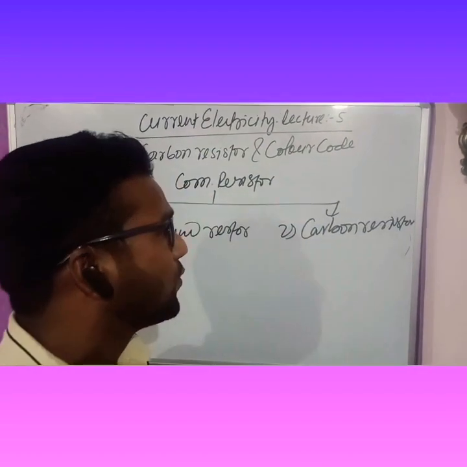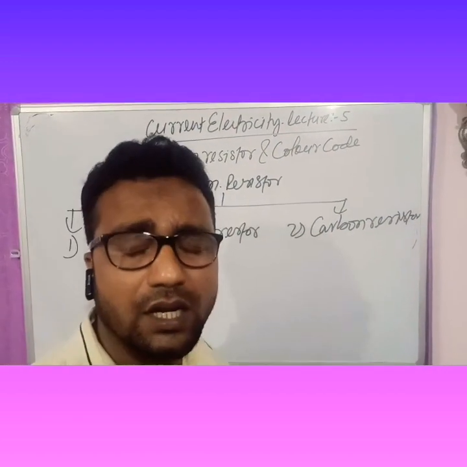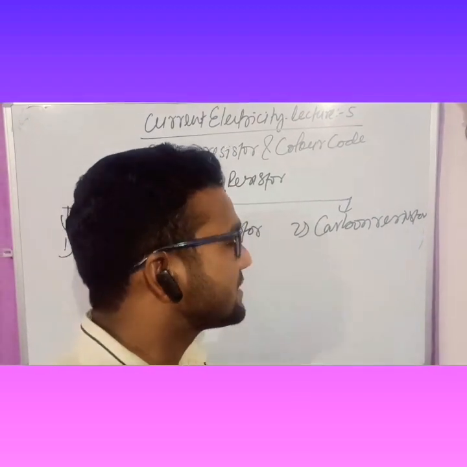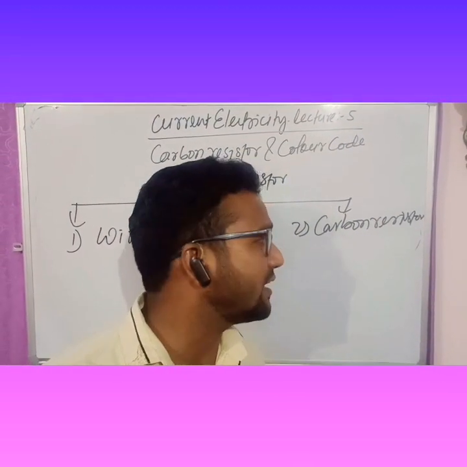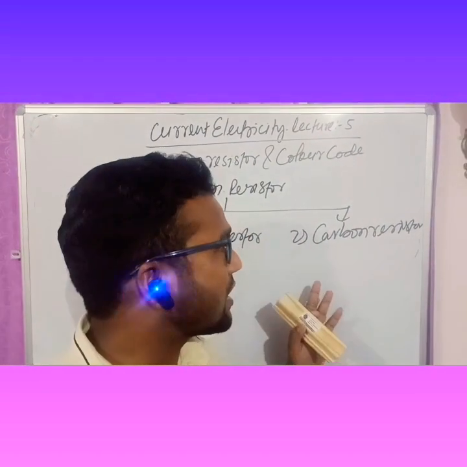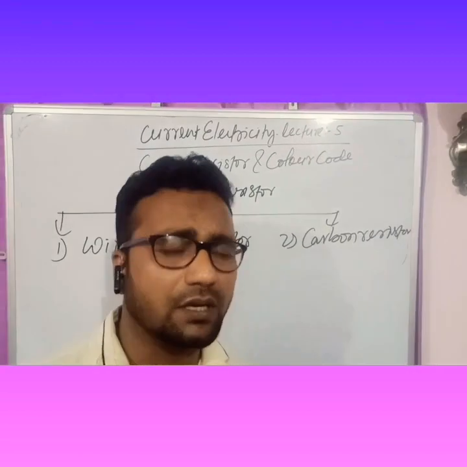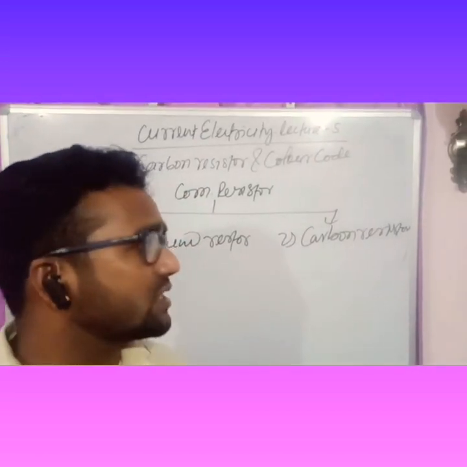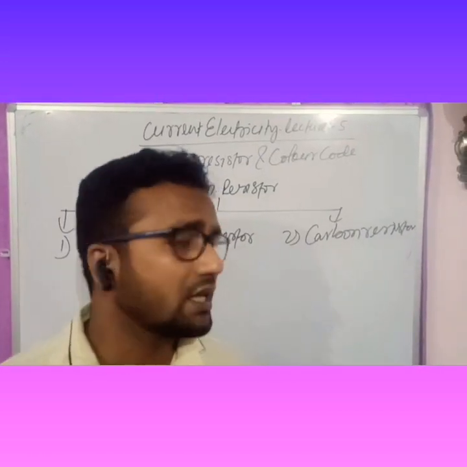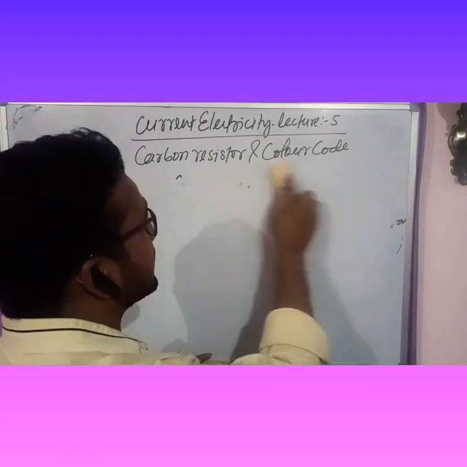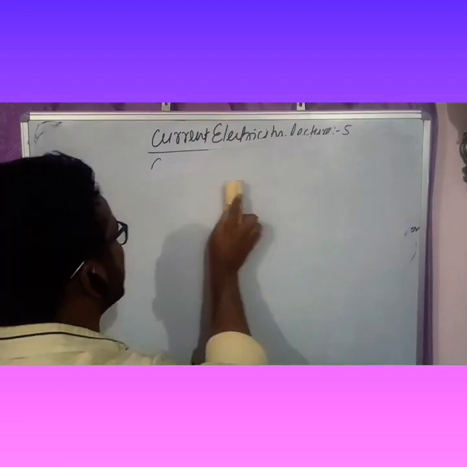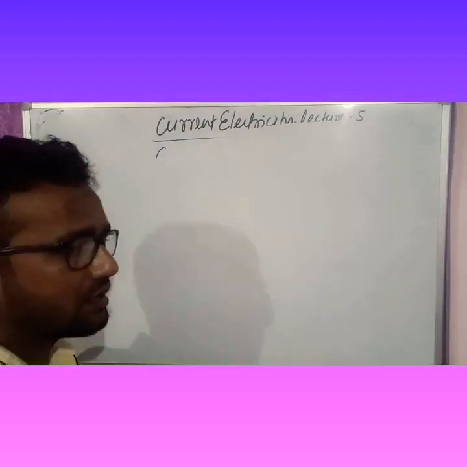So now, what is color code? Color code simply indicates the value of resistance of a carbon resistor with accuracy in percentage. So now, what is the color code here? Now we have 10 color codes.